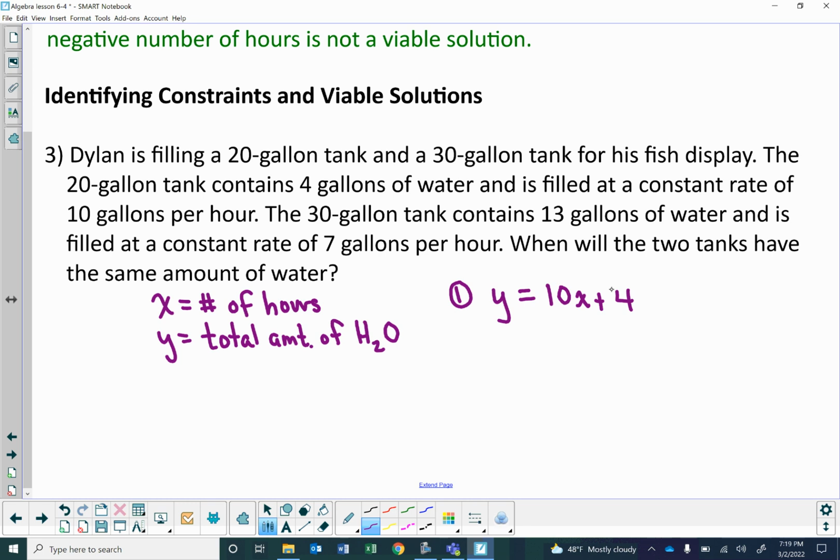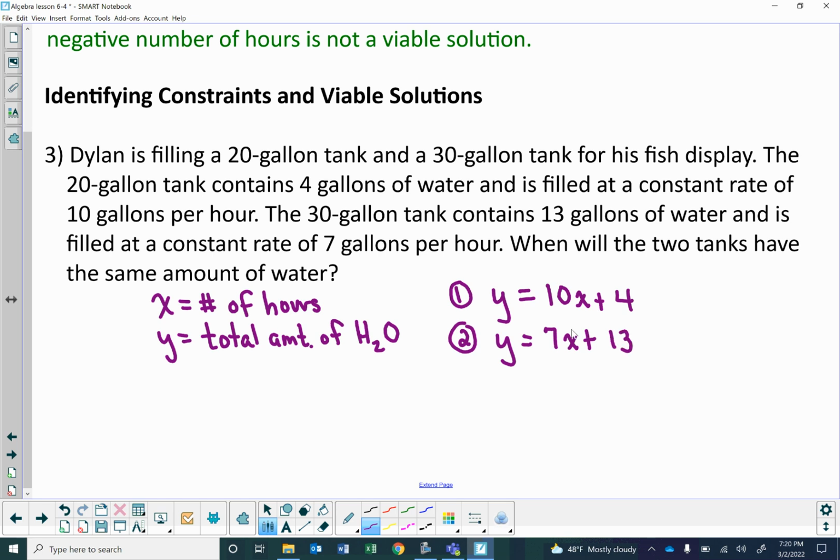So 10x plus 4. For equation number 2, we're going to start talking about the 30-gallon tank. Now the 30-gallon tank contains 13 gallons of water and is filled at a constant rate of 7 gallons per hour. So the total water in the 30-gallon tank is going to be 7 gallons per hour, so 7 times x, plus the initial amount it started with, which was 13.